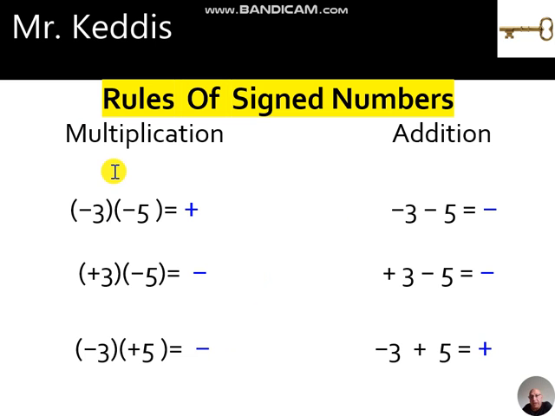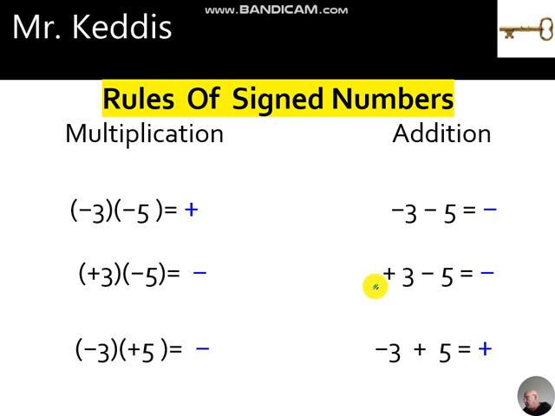The rules for multiplication: when I have both signs negative, the sign is positive. Negative times negative is positive. In addition, when I have both signs negative, the sign stays negative. In multiplication, when you have different signs, positive times negative or negative times positive, the sign stays negative.